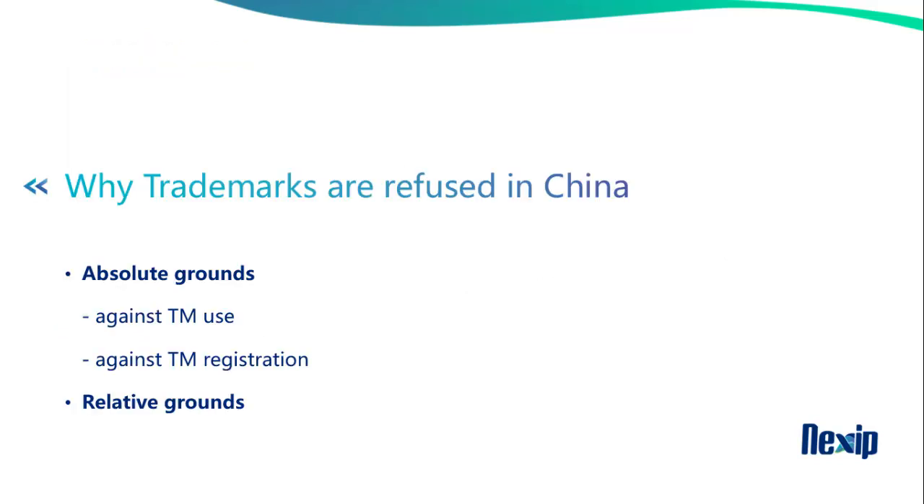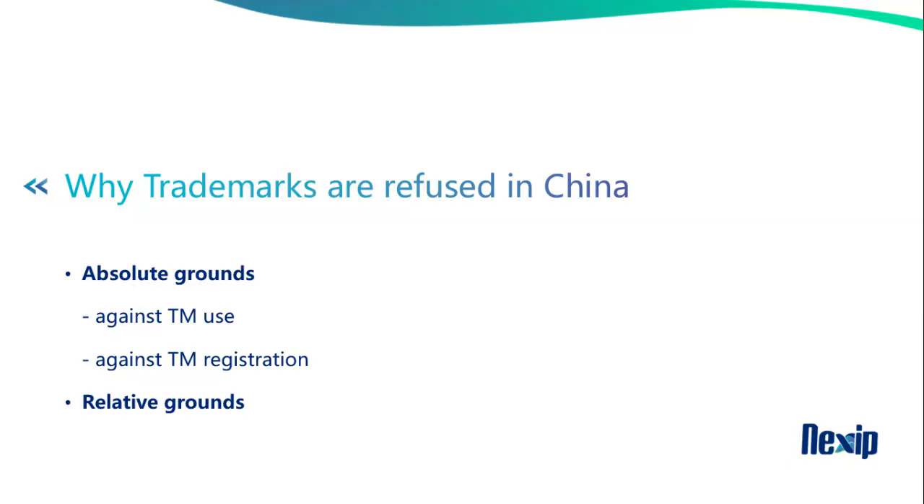Today, we're going to talk about trademarks in China, specifically on trademark refusals. In general, there are two different types of grounds for trademark refusal in China. First is absolute grounds, second is relative grounds. Today, we're focusing on absolute grounds.